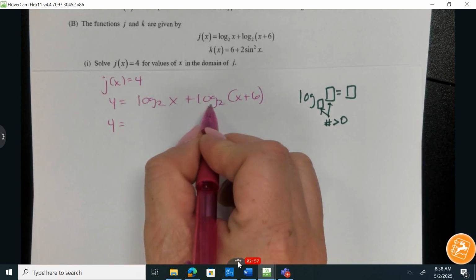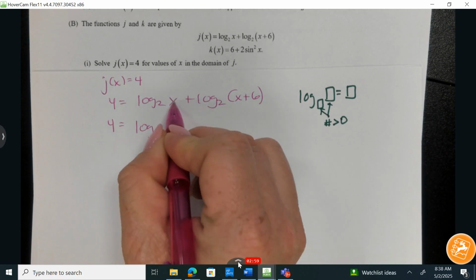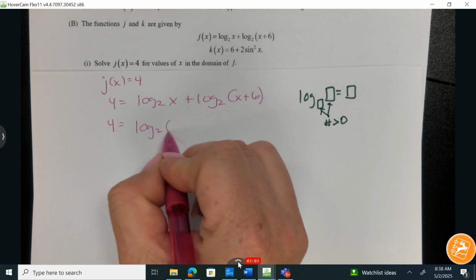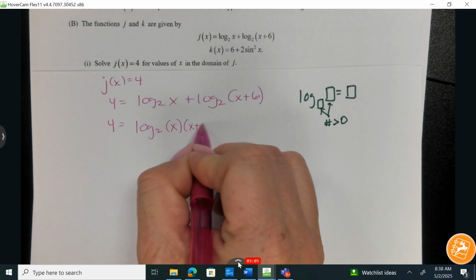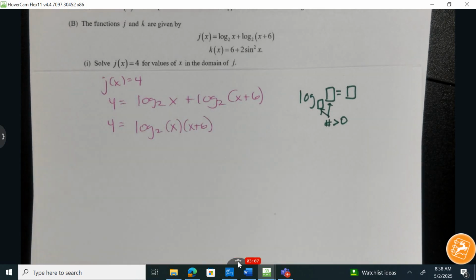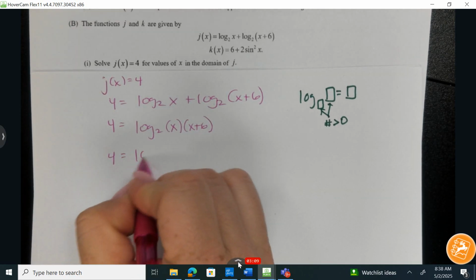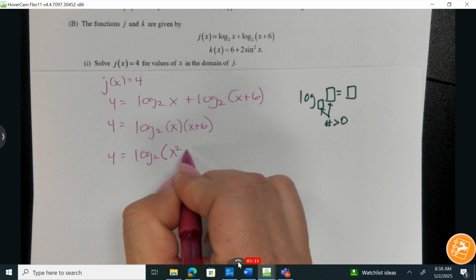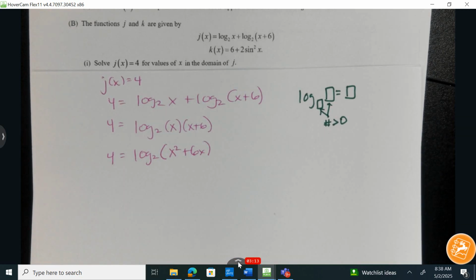Okay, let's start by compressing this. So as we compress it, we have the same log base. Again, as we spoke about in part A, addition will turn into multiplying. So I have x times x plus 6. I'm going to go ahead and distribute this. So I get x squared plus 6x. Now let's write this in exponential form.